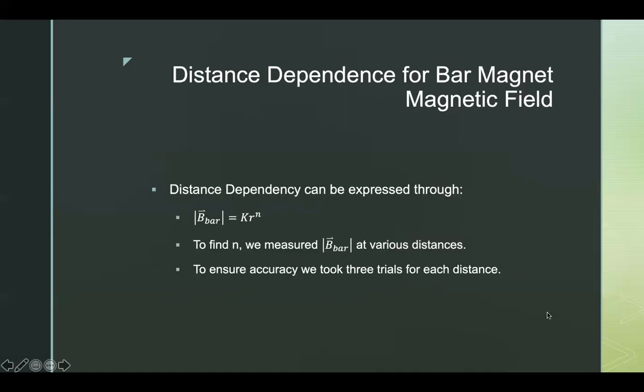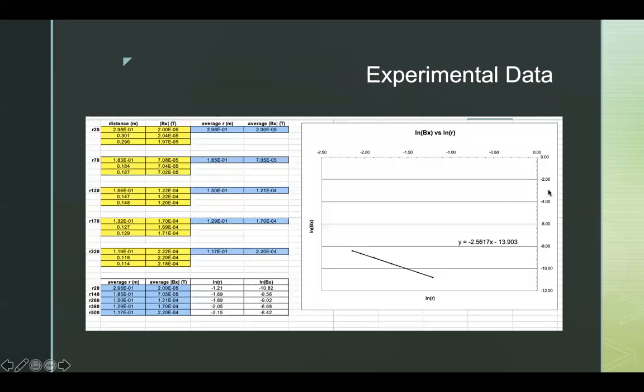So distance dependence for the bar magnet can be expressed as follows. That's the second equation on the last slide that we saw there. To find this value for n, we measured the magnitude at various distances. And to ensure our accuracy for this experiment, we took 3 trials for each distance. And this is what our experimental data looks like.